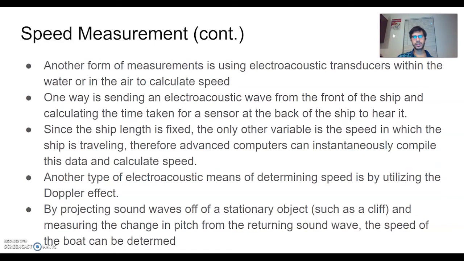There are a bunch of other technologies that are also used for speed measurement. One is electroacoustic waves. These can either be suspended in the air or in the water, and it's essentially attached to the front of a ship, and a sensor is attached to the back of a ship, and the sensor knows when the first wave goes out and when it receives it, and it can calculate the speed and the change since the ship length is fixed.